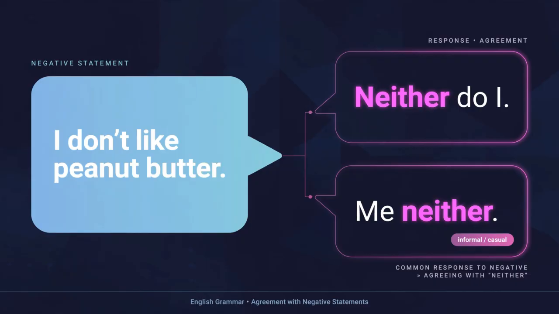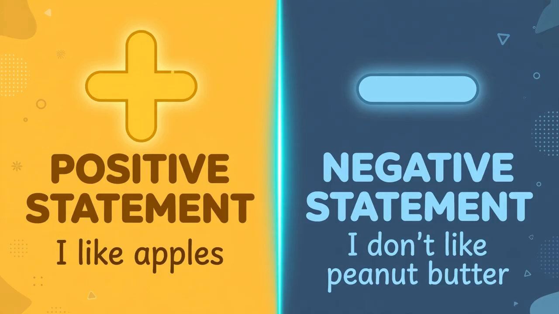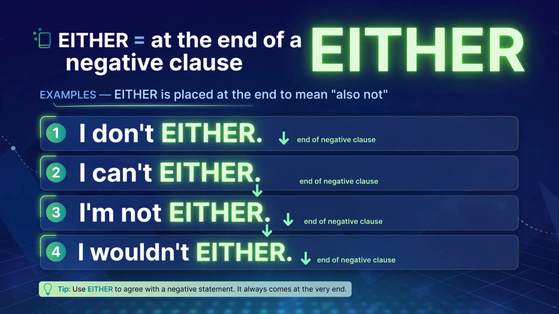Avoid it in formal business settings or high-level meetings. In those situations, stick to neither do I or neither am I. Option 2: using either. Now, the second option for negatives is either, and here's where it goes.